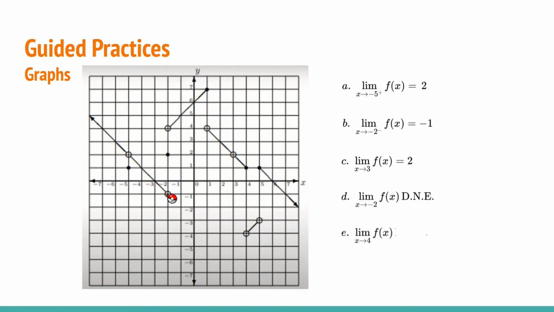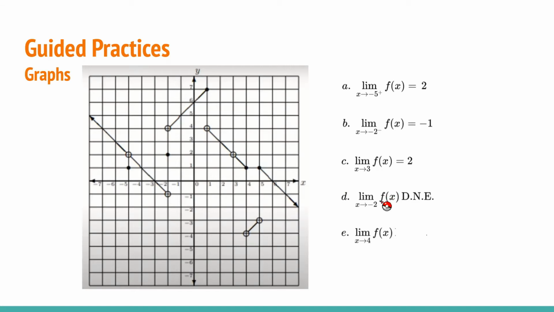Now, from the right, we have to find a graph or a line that comes from the right to negative 2, which is this line or this graph. So from the right, it goes to negative 2, which lands on positive 4. Notice that we have different one-sided limits. That means the limit of this function does not exist.